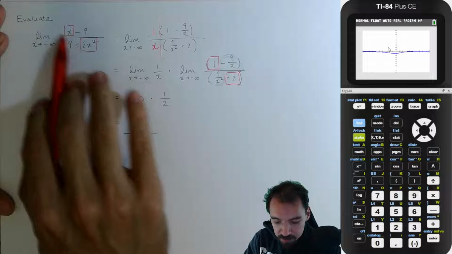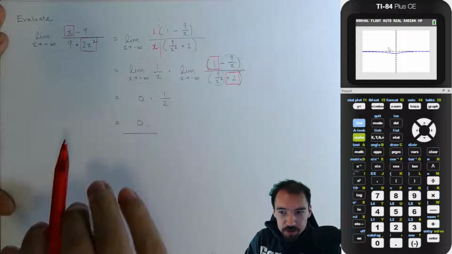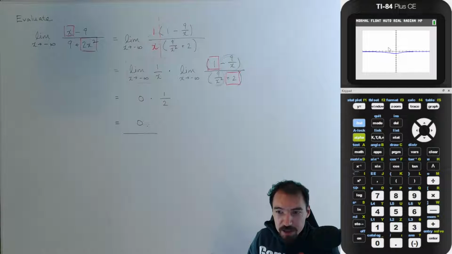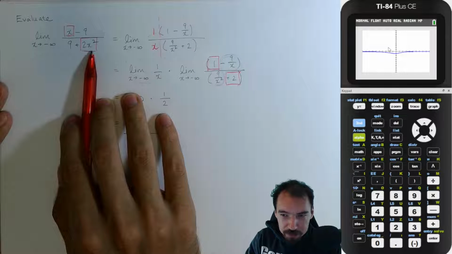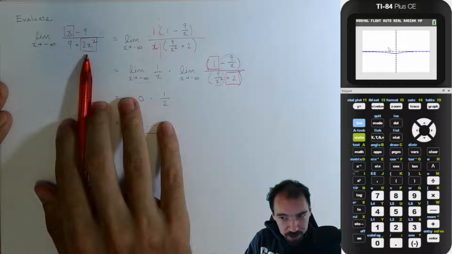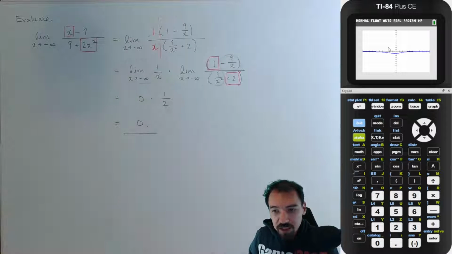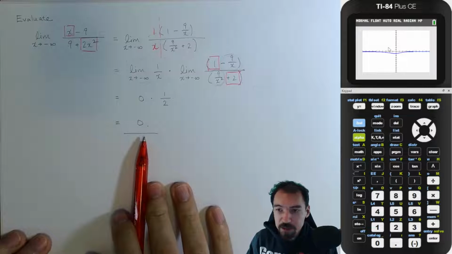So I'm taking a large number, but dividing it by a large number times a large number, right? So imagine x is negative a million. That's negative a million times negative a million, which is 1 trillion. So if you take negative 1 million divided by 2 trillion, you get a tiny number, basically 0. Hence, the limit is 0.